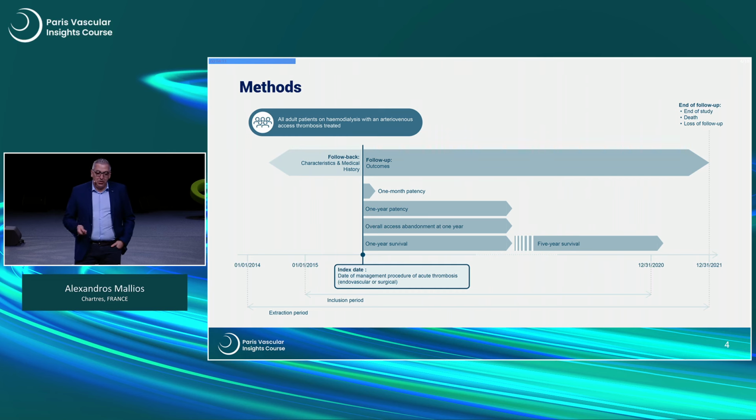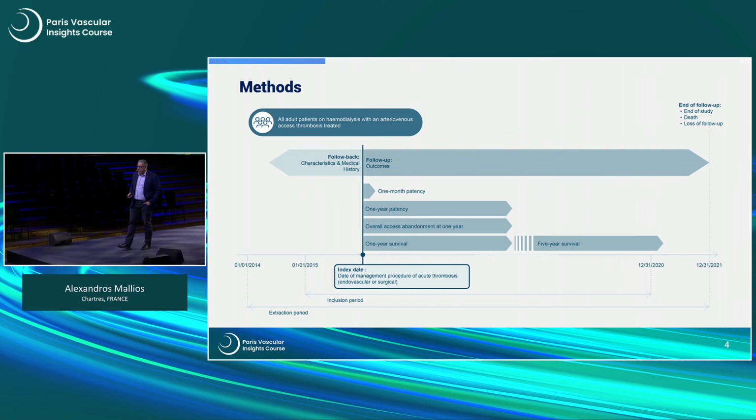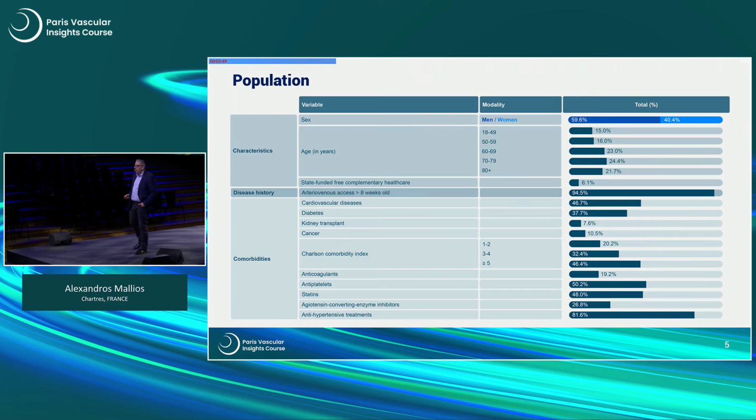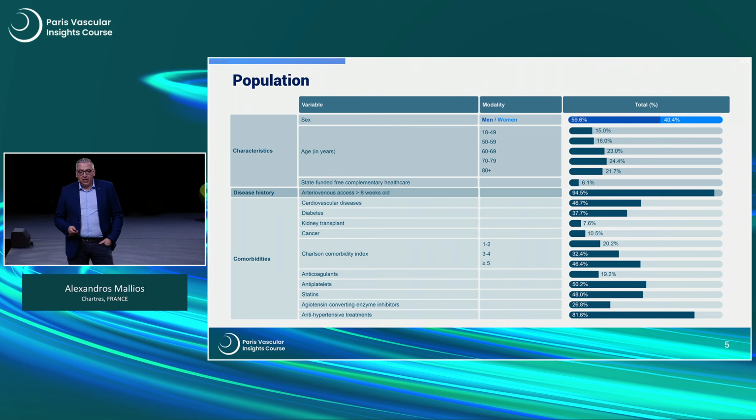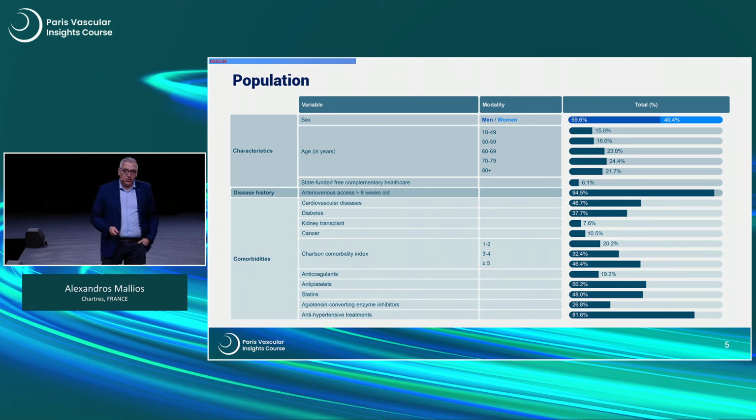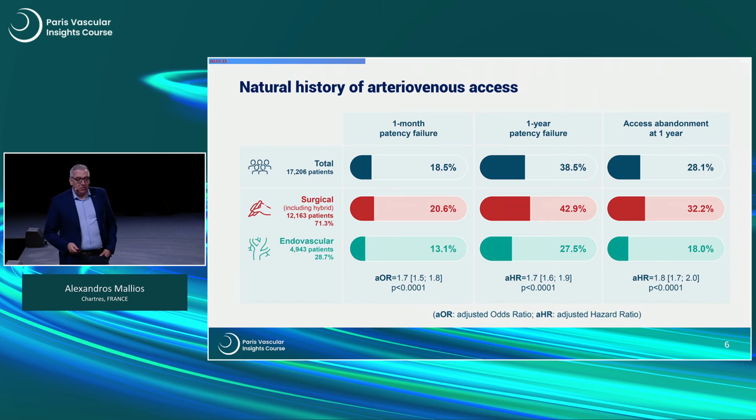What we searched to evaluate mainly, amongst other things, was the patency of the fistula at 1 month, the patency at 1 year, the abandonment or not of the fistula at 1 year, and of course the overall survival of patients 1 year and 5 years after the index event, and also what factors were related to what outcomes. Regarding the demographics, nothing special: 60% male, and most of the fistulas, 95%, would probably be qualified as mature. And this is the meat of the presentation.